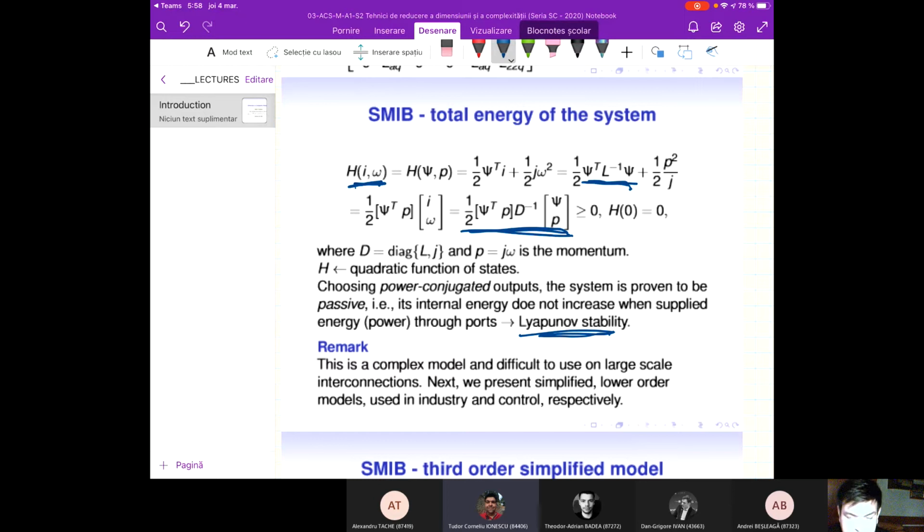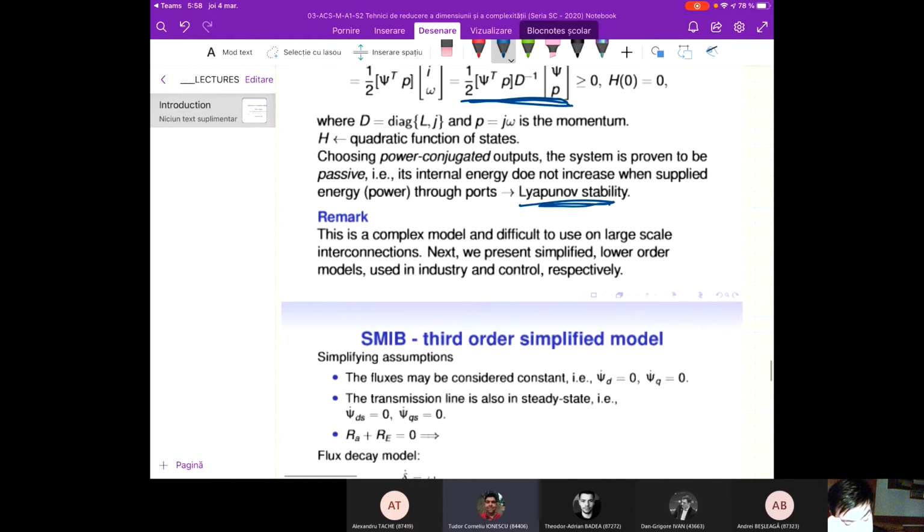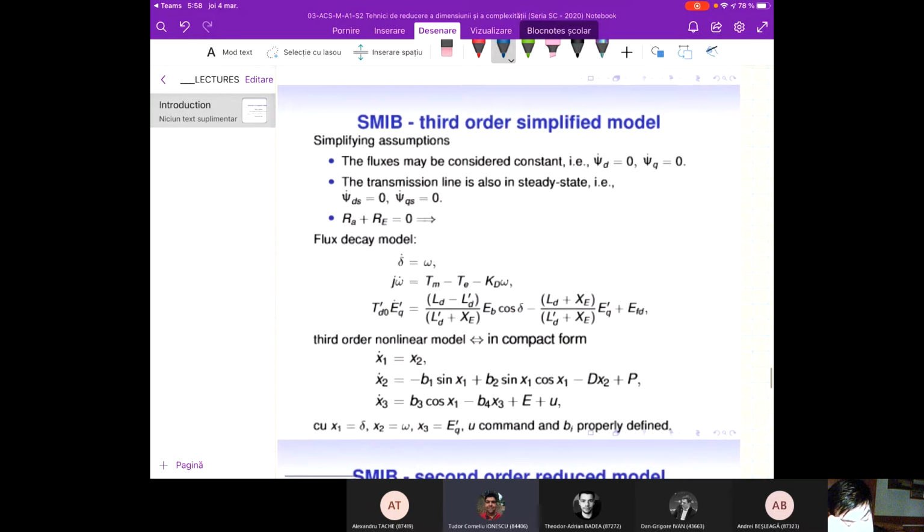Now we've had all this discussion about this equation, and we are noticing that this is a complex model, difficult to use, especially if you get this to be large scale and to use on large scale interconnections. So we can present simplified lower order models which can be used in industry and control.